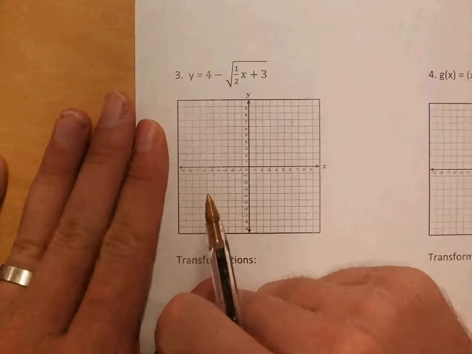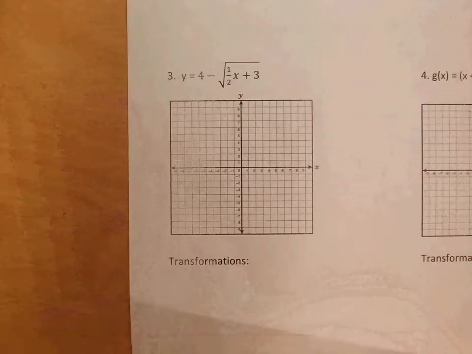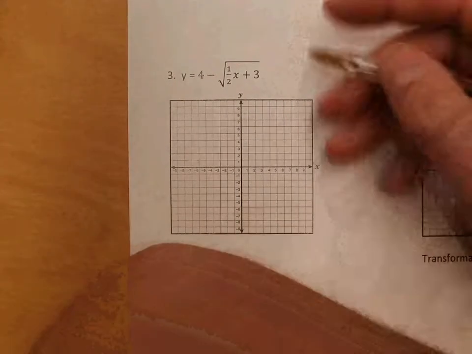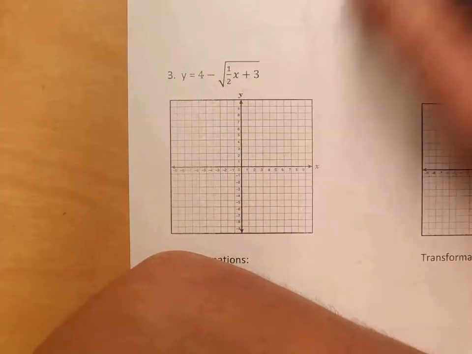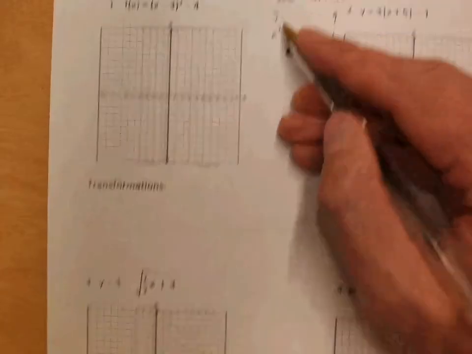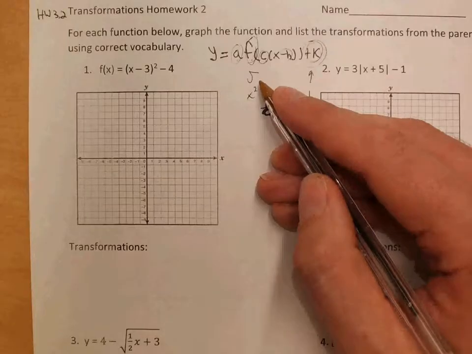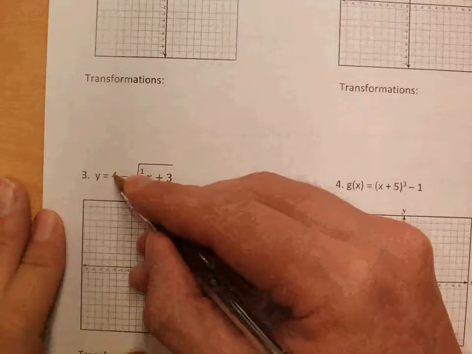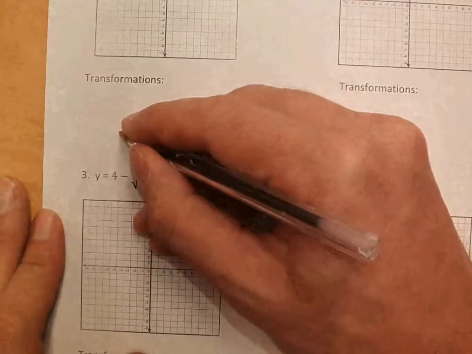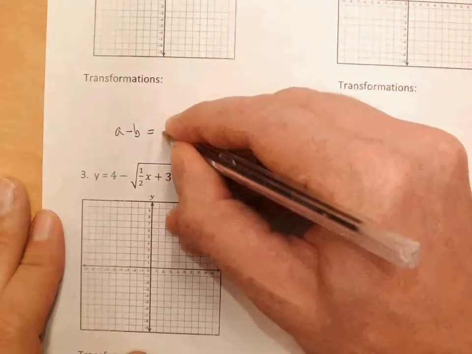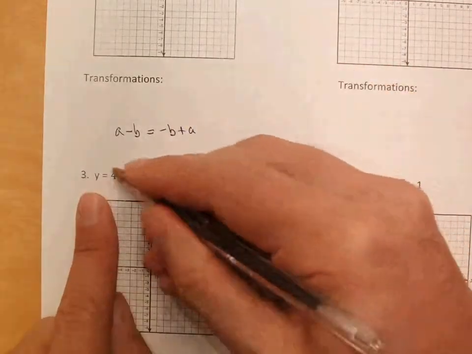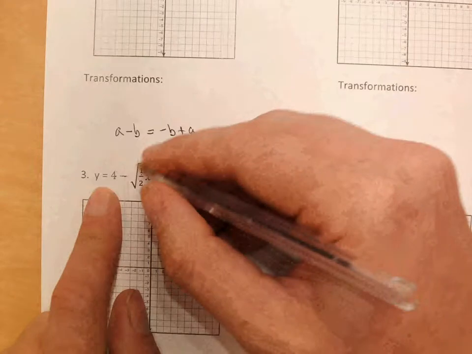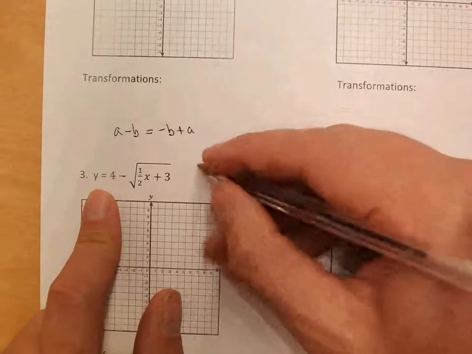Number 3, I think, is the hardest one on your homework. And I think in one class we didn't even get all the way to ones like this. So let's see. The first thing is that it's not written like we're used to having it written in the transformation form. And so we're going to rearrange this. Usually there's not a 4 at the beginning. And so remember that if you have a minus b, that's the same thing as negative b plus a. So this 4 minus whatever, the minus goes with this. We can actually rewrite this as negative this guy plus 4.